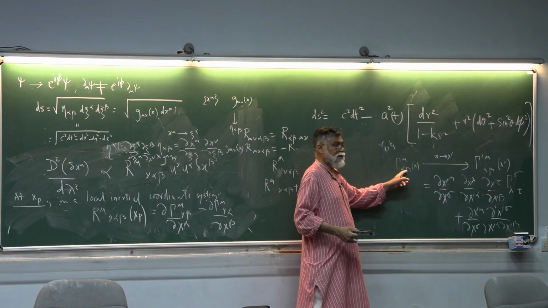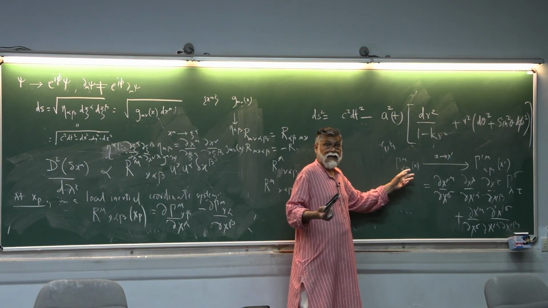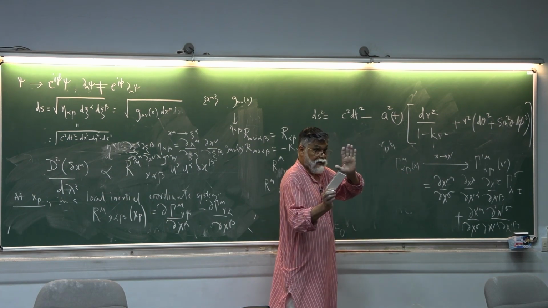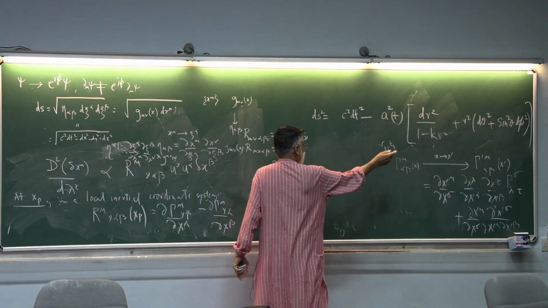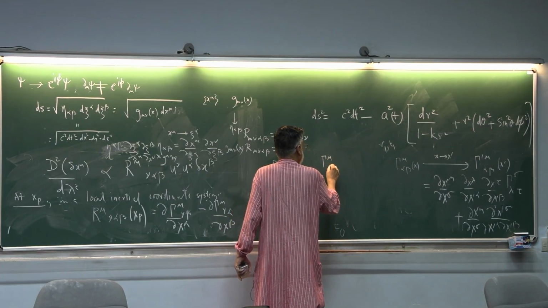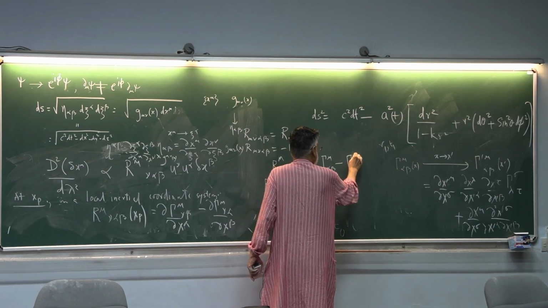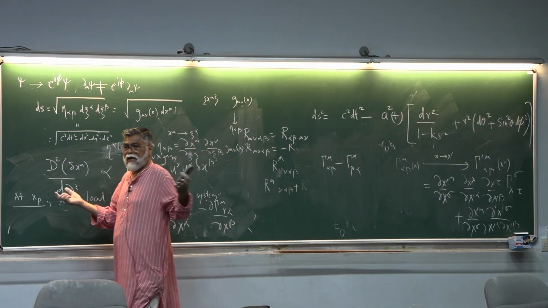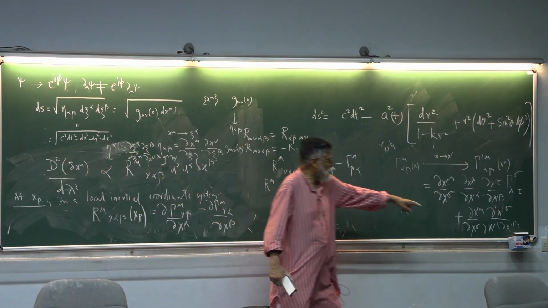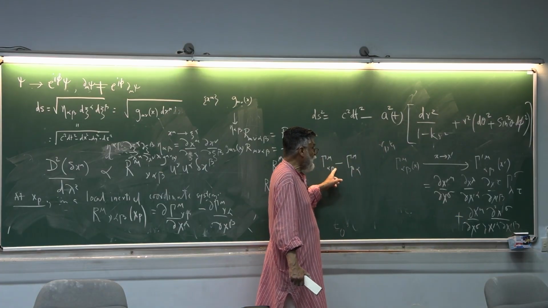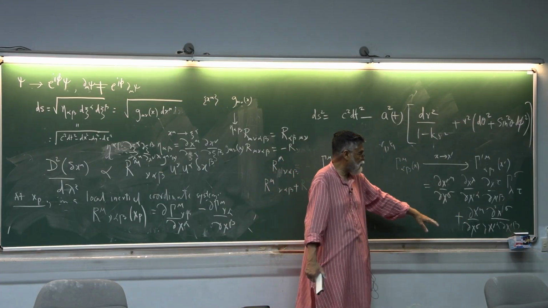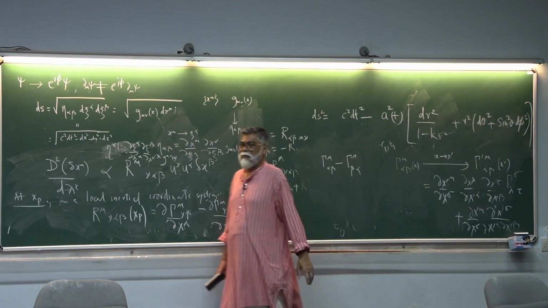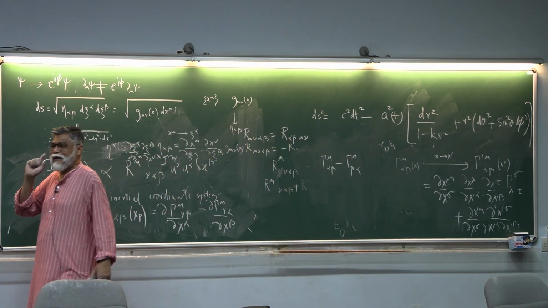Note from the transformation properties of the Christoffel symbol, note that I have not yet proved whether gamma mu alpha beta is the same as gamma mu beta alpha. Is the Christoffel symbol symmetric in the indices alpha beta? I have not yet told you anything about it, but you can prove from the transformation property that gamma mu alpha beta minus gamma mu beta alpha is a tensor. Although gamma mu alpha beta by itself is not a tensor because there is an additional term here, this is a tensor. Why? Because when you subtract and do the transformation, this term cancels because partial derivatives commute.